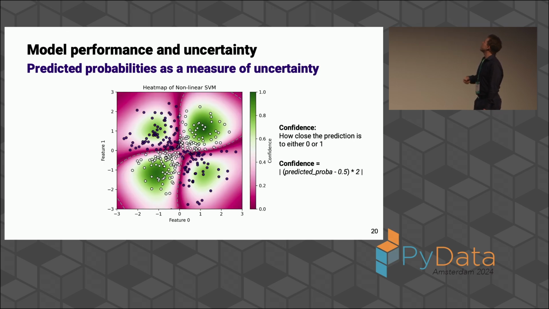The way we do it is we turn these predicted probabilities into some kind of measure of uncertainty. And this measure of uncertainty, in a very non-scientific way, I called confidence, which has nothing to do with confidence intervals or anything like that. So don't get too excited about that if your background is statistics. But basically, confidence here means how close the prediction is to either 0 or 1. You have a very quick formula here, which is a bit trivial.